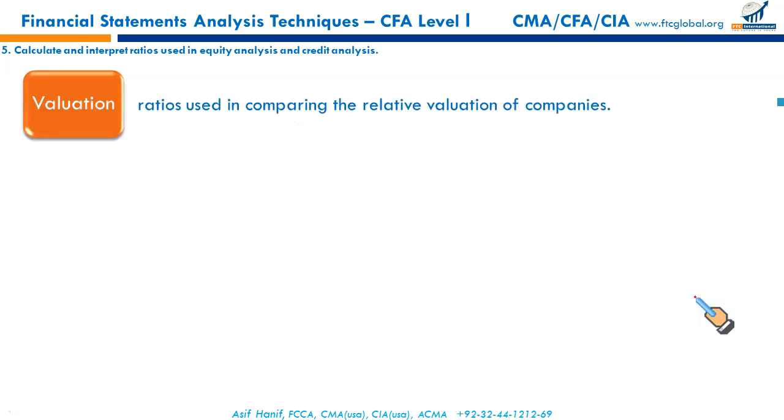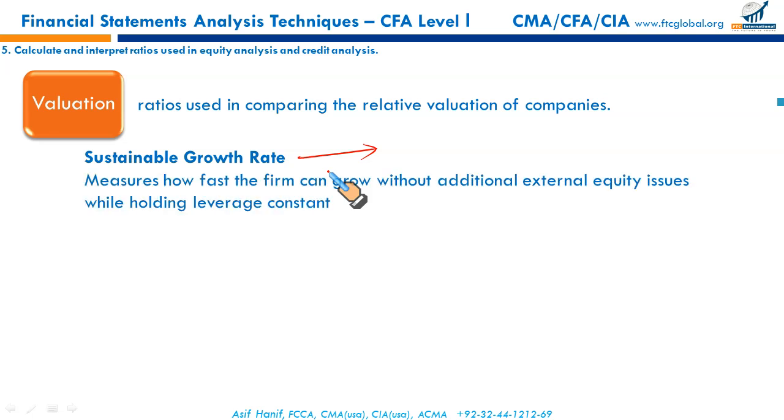Next, within the valuation measures, we have sustainable growth rate. This you will use in conjunction with your DuPont model. They are there in the question, the video file I shared with you. Sustainable growth rate measures how fast the firm can grow without additional external equity, because the firm earns some profit.